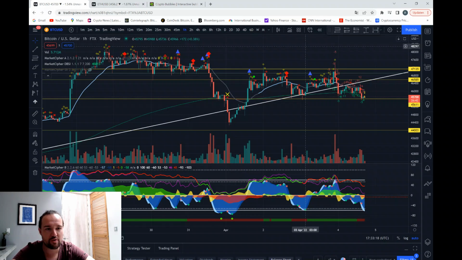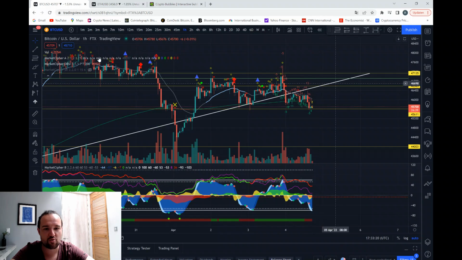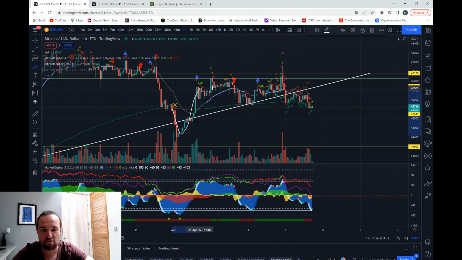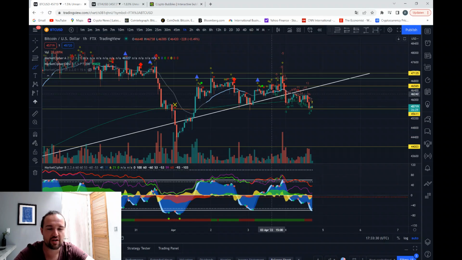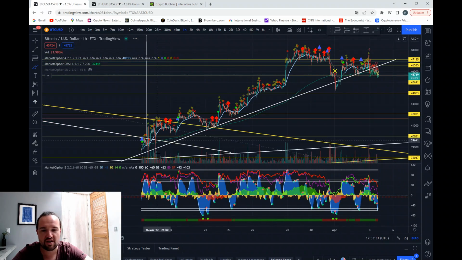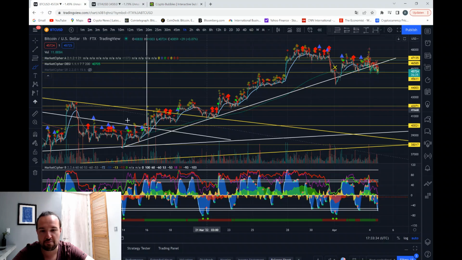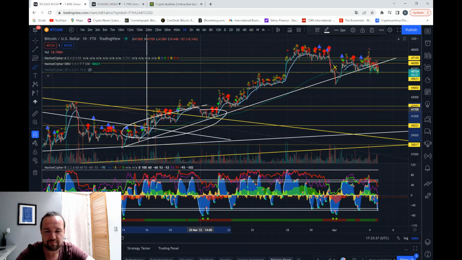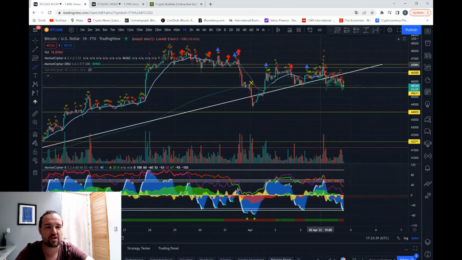Okay, let's say we would break up. Then of course this Y resistance line is getting a little bit less important, because we kind of broke down here, broke up here, then we bounced off, now we're going lower again. It seems like it's not holding as much support and resistance as it really did here in the past, as you can see. So it seems to be a little bit less important now for the traders.